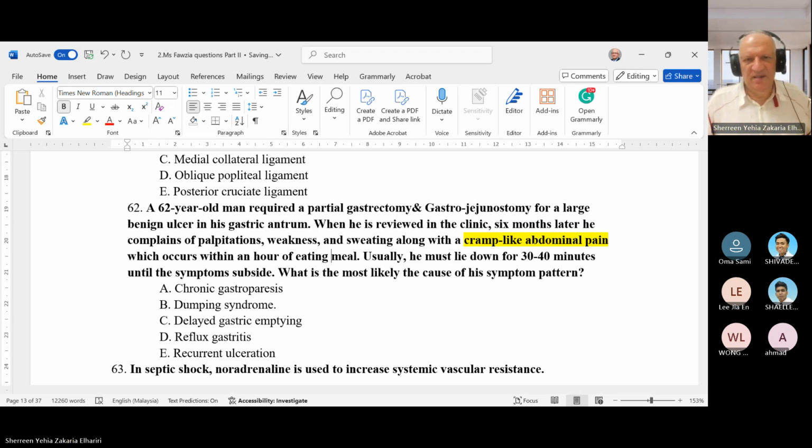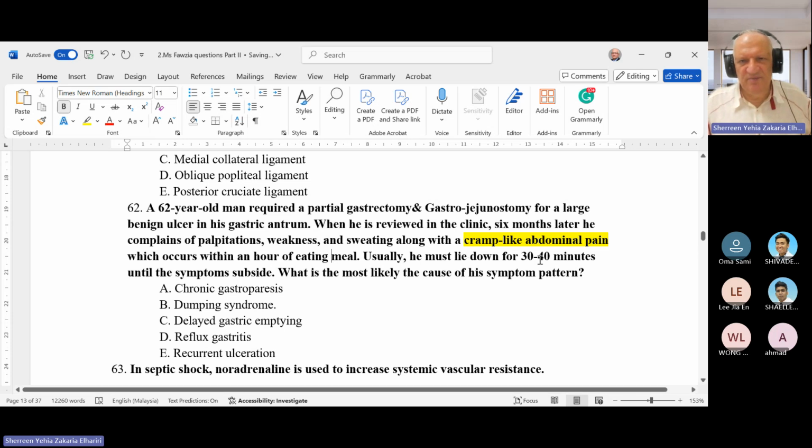Usually he must lie down for half an hour, or 30 to 40 minutes, until symptoms subside. What is most likely the cause of this symptom?